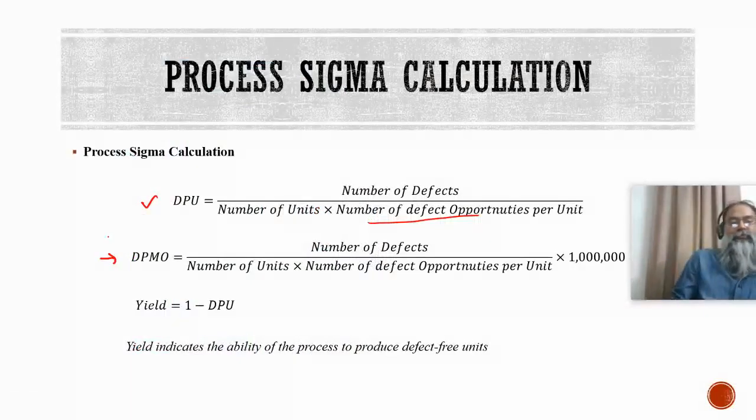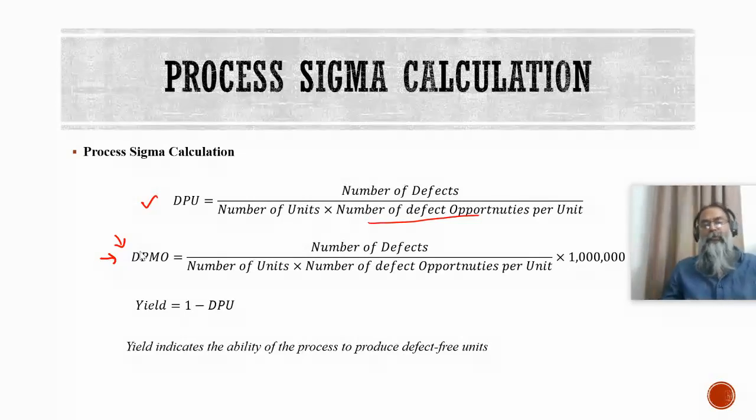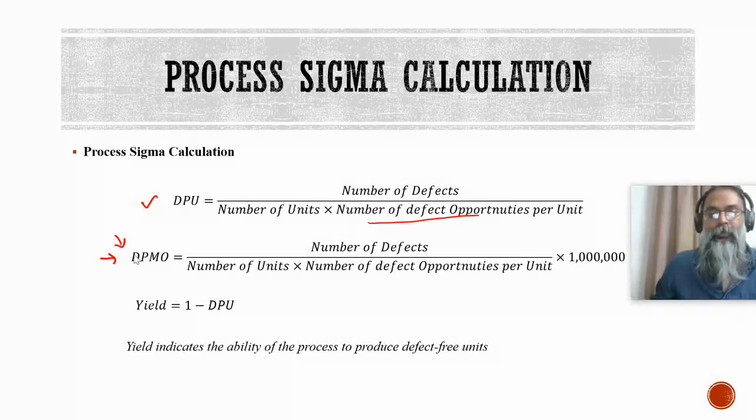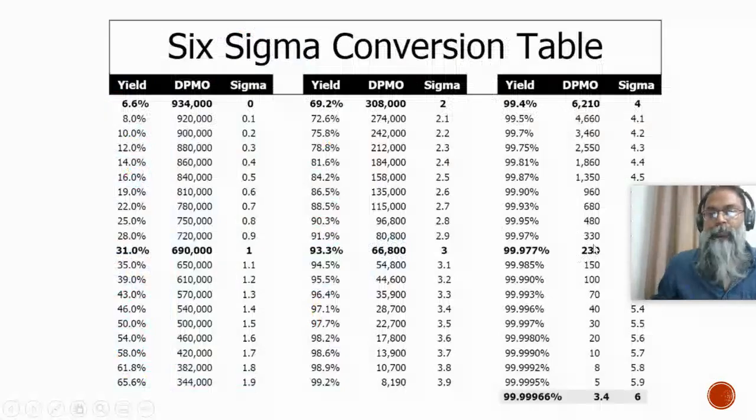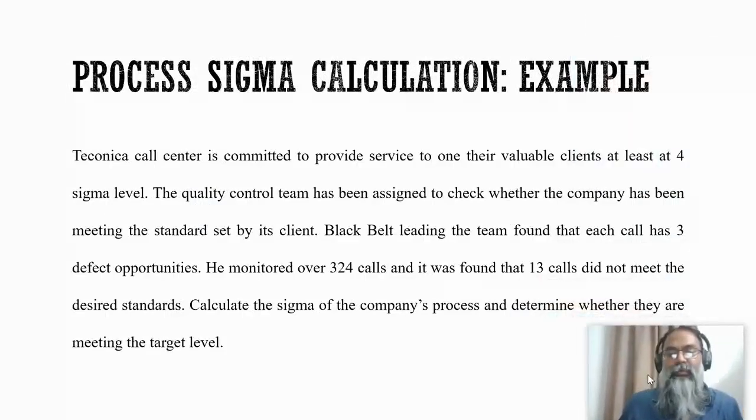So this is the formula that we use for calculating defects per million opportunities. Let's go through an example and understand the whole process of calculating sigma of a process. This is the problem that we have in hand here. Teconico call center is committed to provide service to one of their valuable clients at least at a 4 sigma level. So that's what they promise, that the clients will get service of at least 4 sigma level.